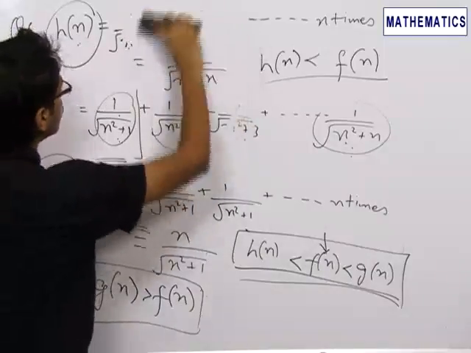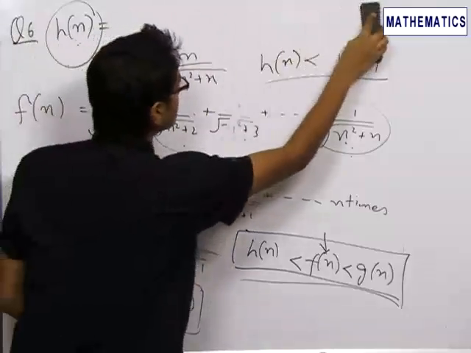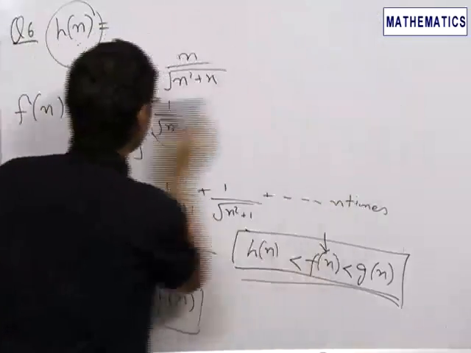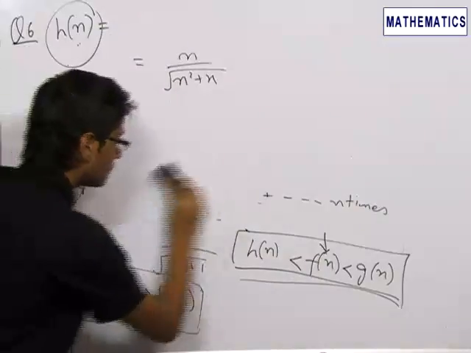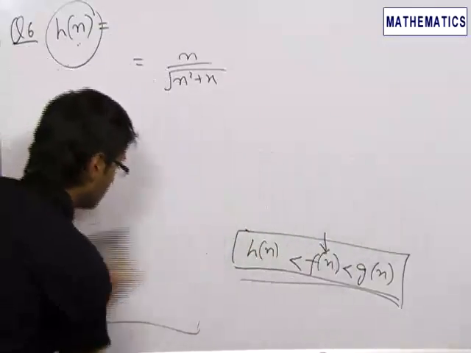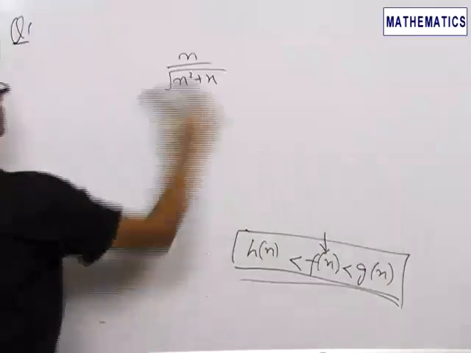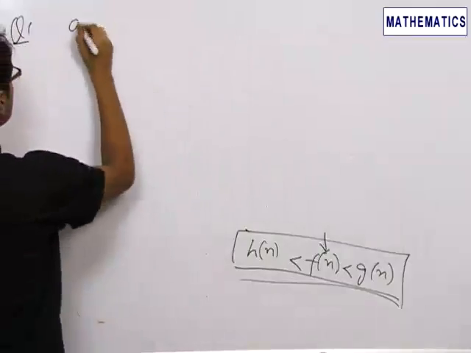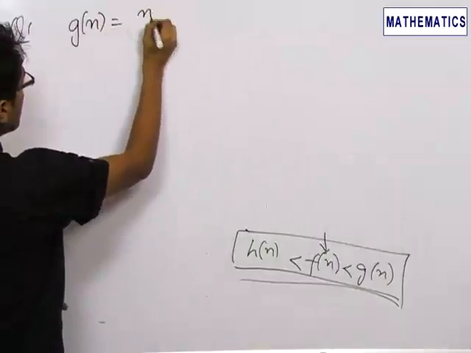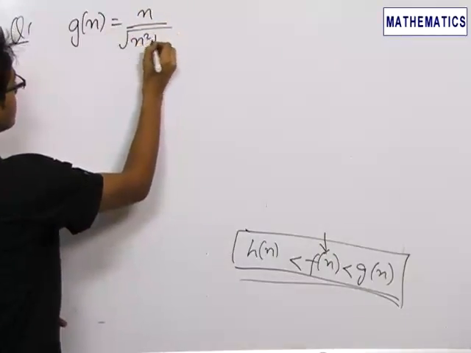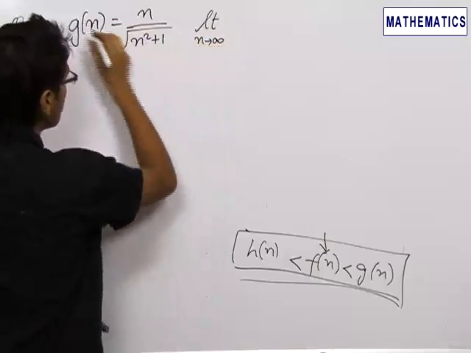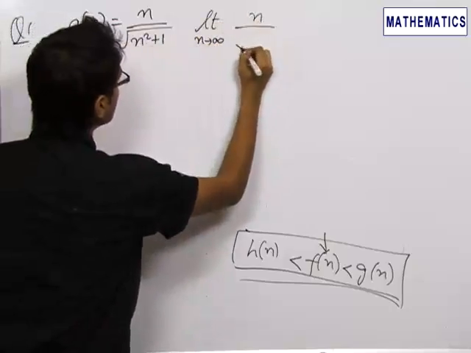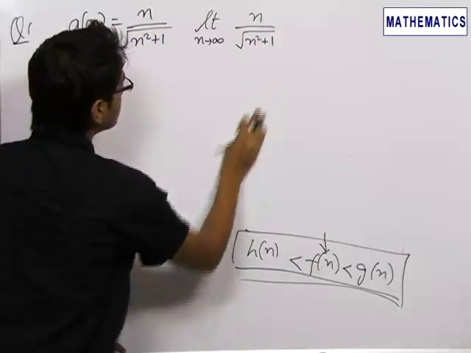Now, as n tends to infinity, we just want the final value of h of n and g of n. We'll write this again. g of n is equal to n upon under root n square plus 1. So we try to find the limit as n tends to infinity of g of n, which is equal to n upon under root n square plus 1.